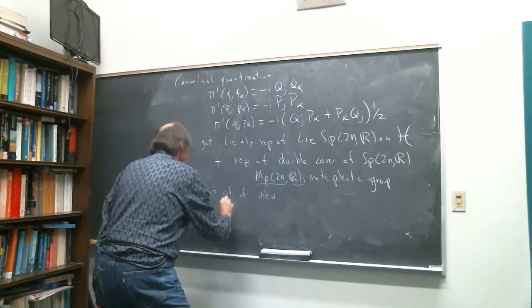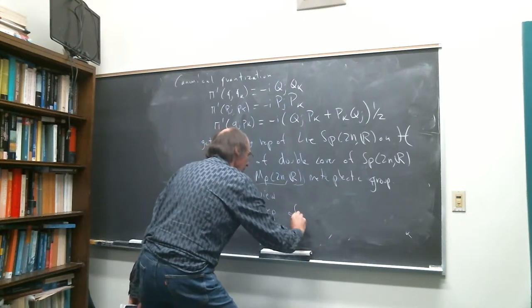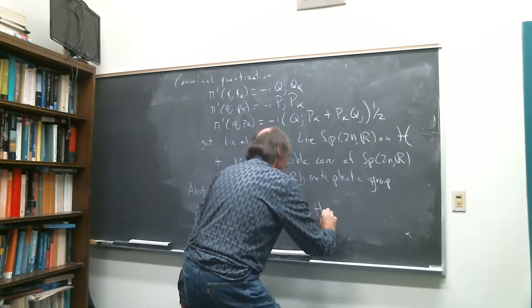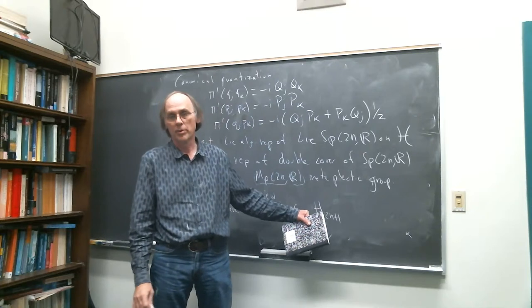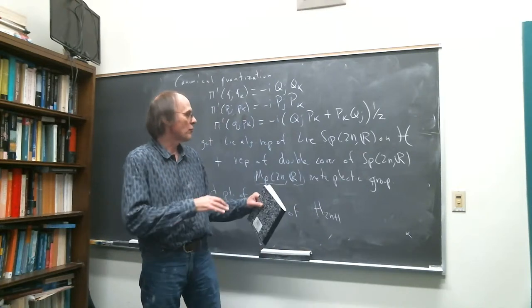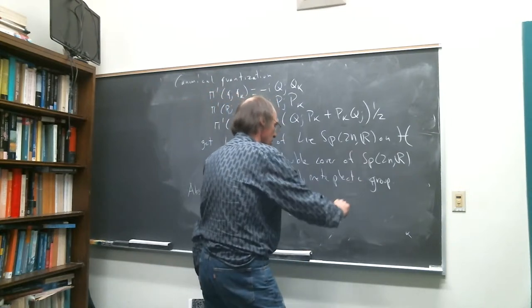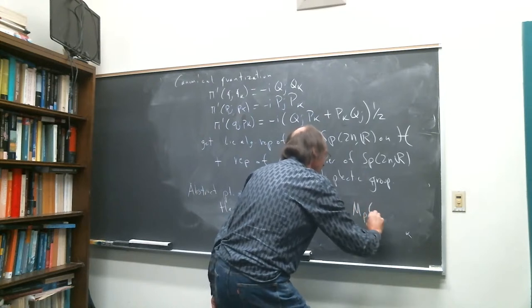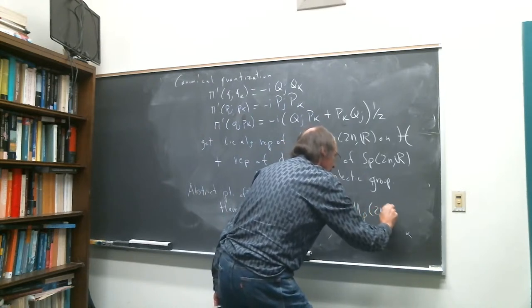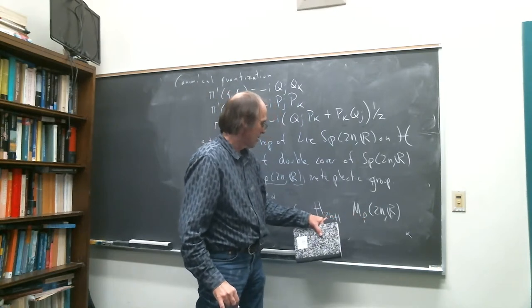You have a representation of the Heisenberg group, you start out with the representation of the Heisenberg group, and then when you extend it, you extend it so that it's also a representation of the, well, of this double cover of the symplectic group.